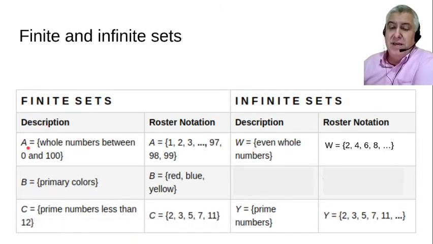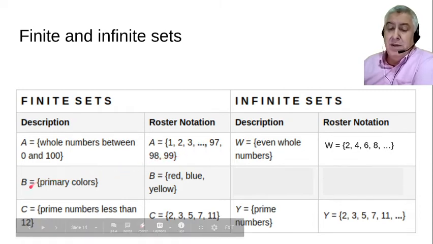So here we have A as the whole numbers between 0 and 100. So over here I have the numbers 1 to 99. And we use this ellipsis, these 3 dots, they're called an ellipsis, to show that it follows this pattern, the same pattern. And we use that a lot in math. And for finite sets, we'll use it in the middle.